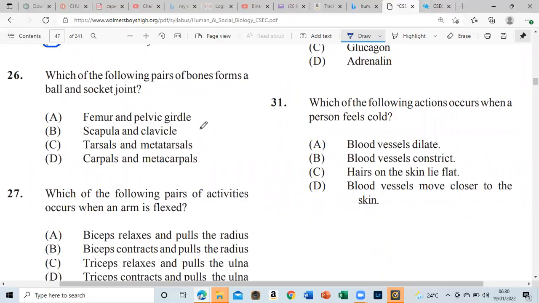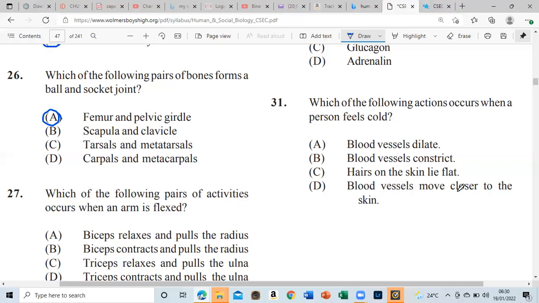Which of the following pairs of bones forms a ball and socket joint? Is it the femur and the pelvic girdle? Or is it the scapula and the clavicle? Or is it the tarsals and the metatarsals? Or is it the carpals and the metacarpals? Which is it, 26, guys? And that is femur and the pelvic girdle.